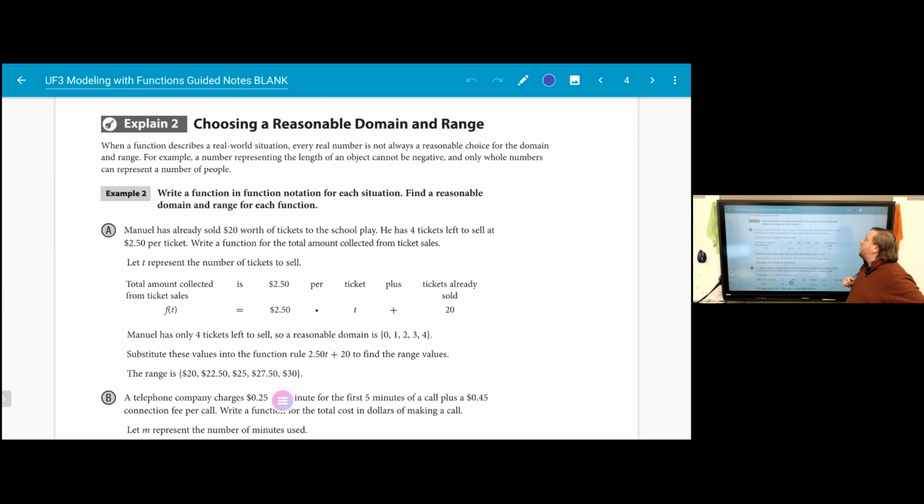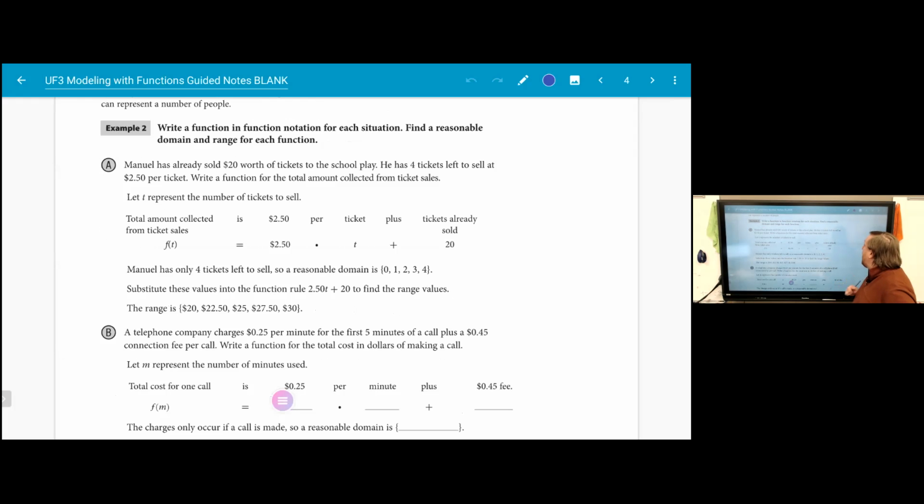Manuel has already sold $20 worth of tickets to the school play. He has 4 tickets left to sell at $2.50 per ticket. Write a function for the total amount collected from ticket sales. We're going to call T the number of tickets to sell. He has the F of T is $2.50 per ticket, so $2.50 times T, plus the money he's already made, which is 20 bucks. In other words, he's got the F of T equals 2.5 T plus 20.